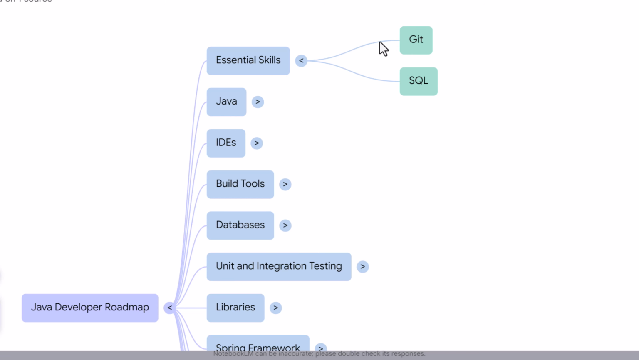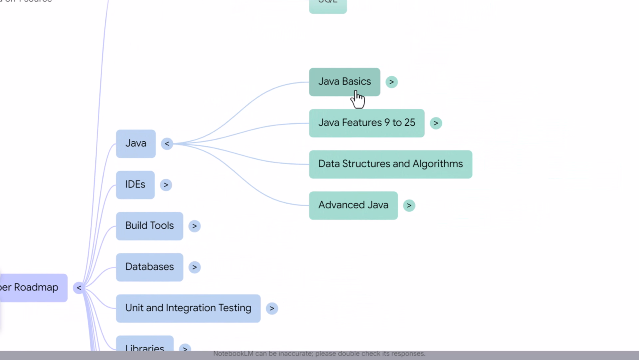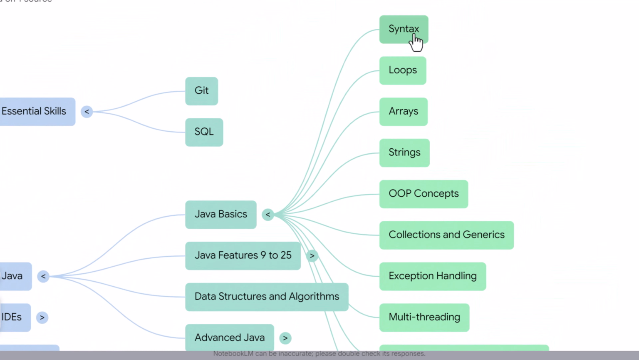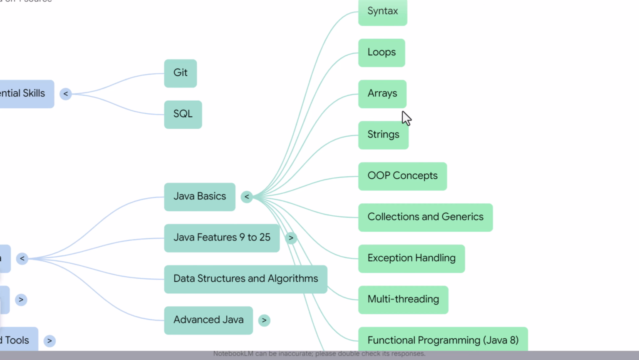Once the foundation is strong, you begin learning Java basics. This is your entry into the world of programming. You start with variables, loops, arrays, and strings. You learn how programs run, how data moves through memory, and how logic is implemented. This is the point where you begin thinking like a programmer.